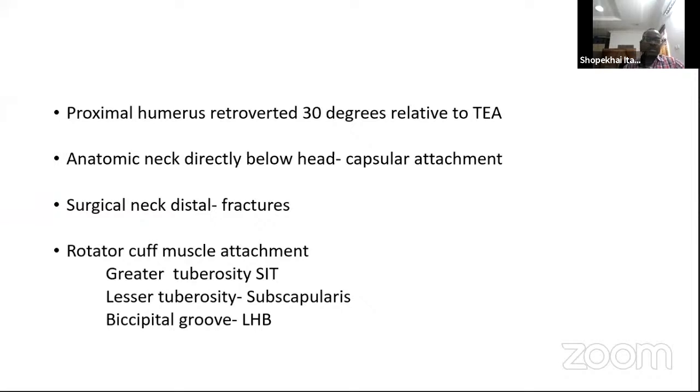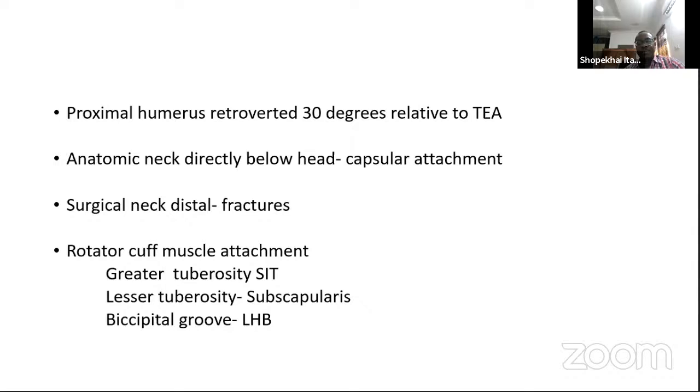The proximal humerus is retroverted 30 degrees relative to the transepicondylar axis. Its anatomical neck is directly below the head with a capsular attachment, and the surgical neck is more distal and the site of most of the fractures. We know that the rotator cuff muscles attach to the humeral head, and while the supraspinatus, infraspinatus, and teres minor, SIT, are attached to the greater tuberosity, the subscapularis is attached to the lesser tuberosity.